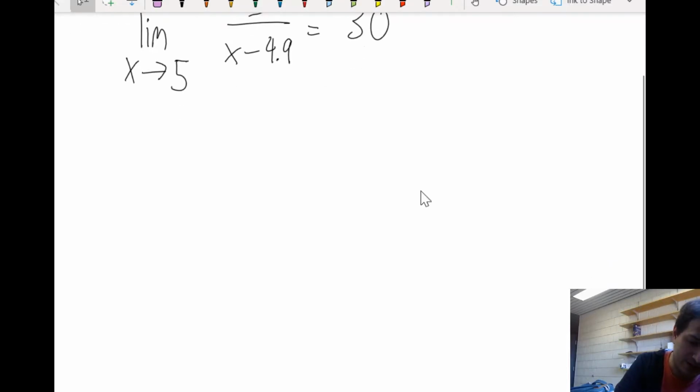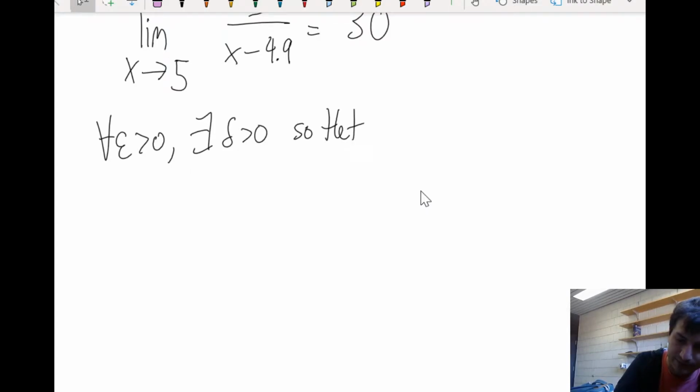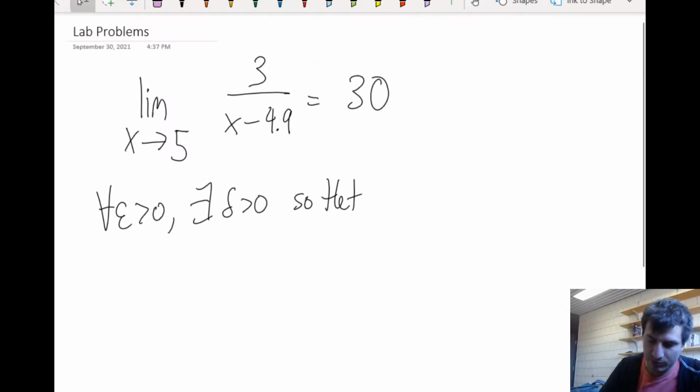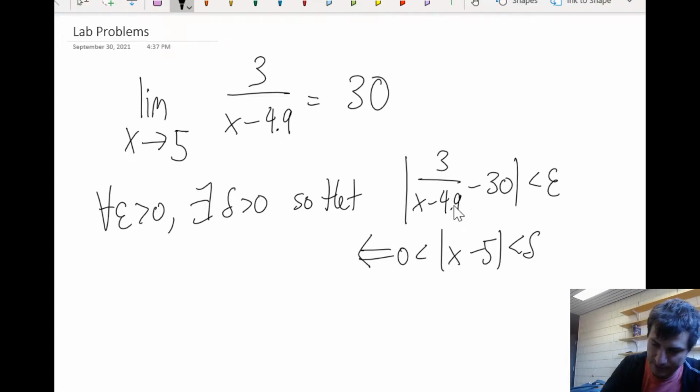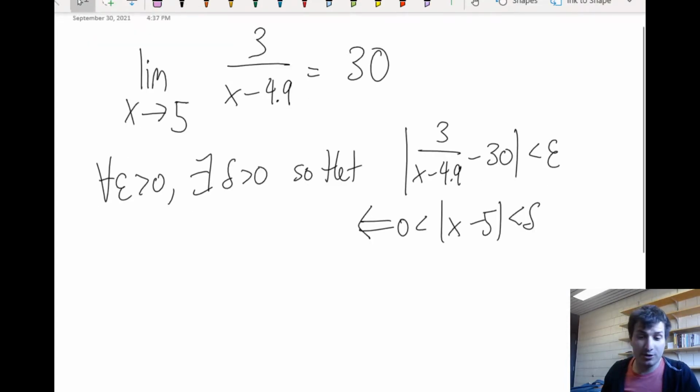So what do we want to show? For all epsilon greater than 0, there exists delta greater than 0, so that what? I don't know, which way should we put the thing? The absolute value of 3 over x minus 4.9 minus 30 is less than epsilon whenever the absolute value of x minus 5 is less than delta and bigger than 0. Okay, so let's do it.